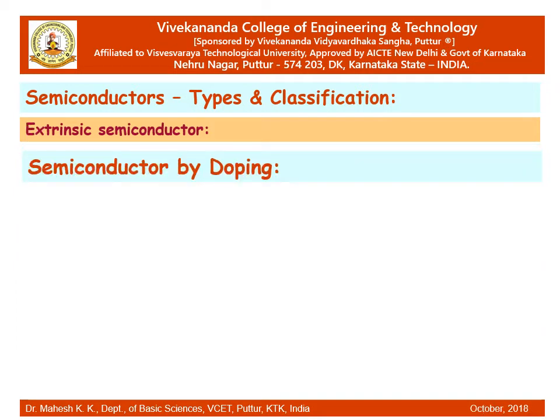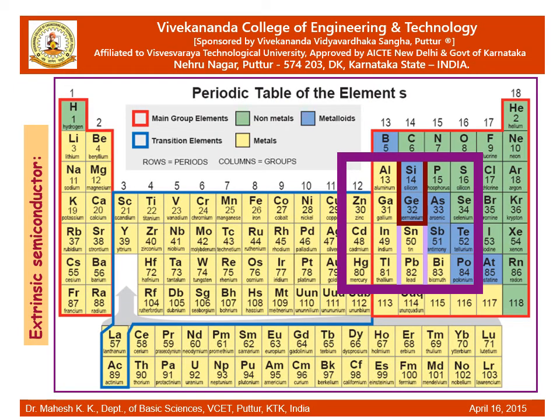Next, let us go for extrinsic semiconductors. These are semiconductors with external elements, and it is an intentional addition. The process is called doping. Now look at this periodic table, wherein I have marked the semiconductors silicon and germanium. You can see the outer boundary here, which consists of some elements. If you understand the periodic table, you will understand the type of doping.